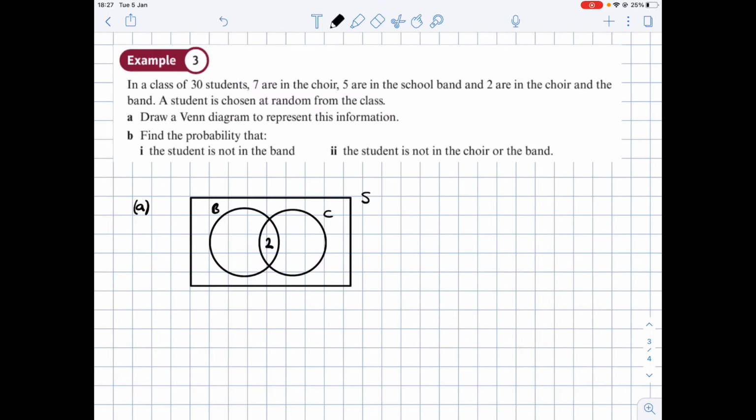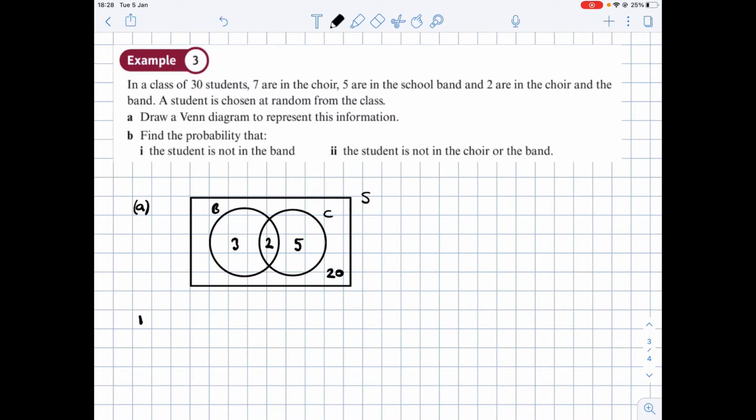We're then told that 7 are in the choir. Well, if 7 are in the choir and 2 of them are in both, that means there must be 5 who are only in the choir. And if 5 are in the school band and 2 are in both, that means there must be 3 only in the band. We're then told that there's a total of 30 students. Well, hopefully you can see that 3 plus 2 plus 5 gives us a total of 10, meaning that we must have 20 students who are neither in the band nor the choir.